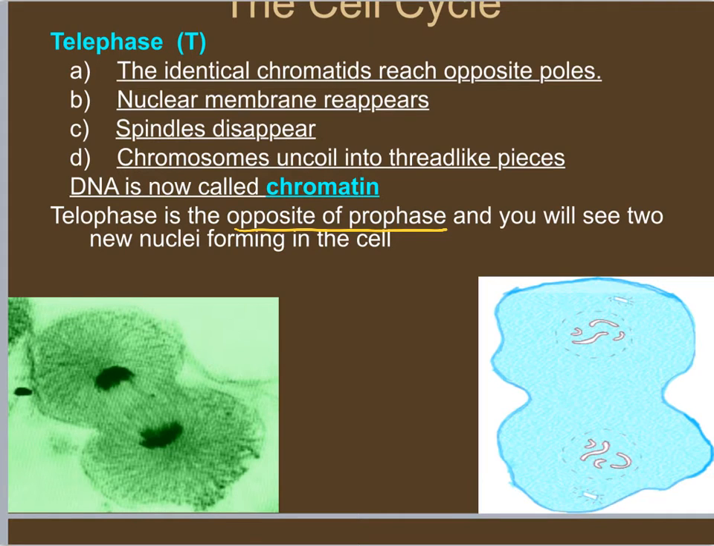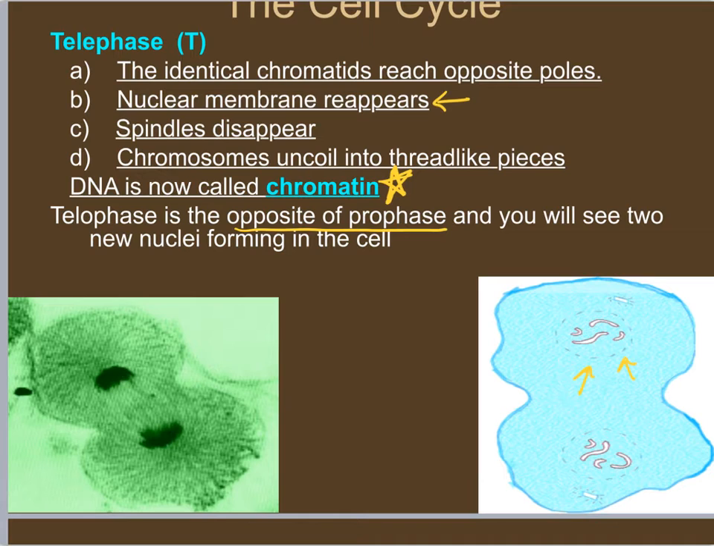So your identical chromatids have reached opposite sides of the cell. Then they're going to uncoil into chromatin. So in prophase, chromatin became chromosomes. In telophase, chromosomes become chromatin again. Okay? The nuclear membrane disappeared in prophase, but it's going to come back. See the dotted line? It's coming back.